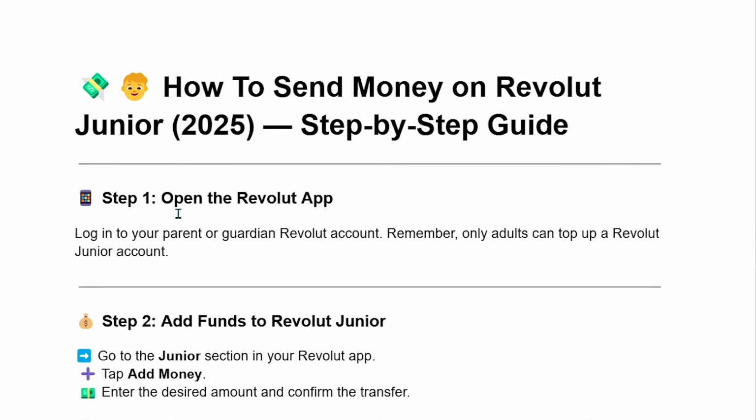For the first step, open the Revolut app. Log into your parents' or guardian's Revolut account. Remember, only adults can top up a Revolut Junior account.